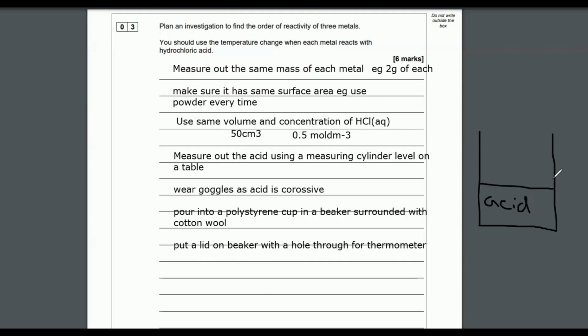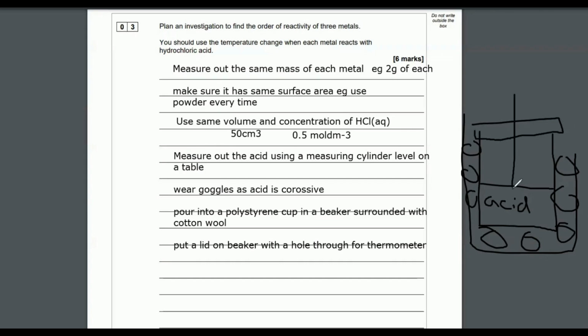Sorry, that's our polystyrene cup. Let's pretend we've poured it out the beaker into there. Now I've got it sitting in a beaker with extra cotton wool. Now polystyrene is an insulator and the cotton wool is an insulator. So they're going to reduce heat loss because we're using the heat change to measure how reactive our acid is.